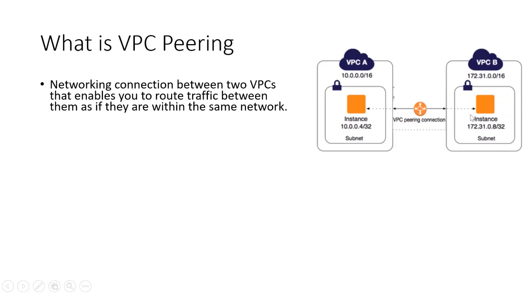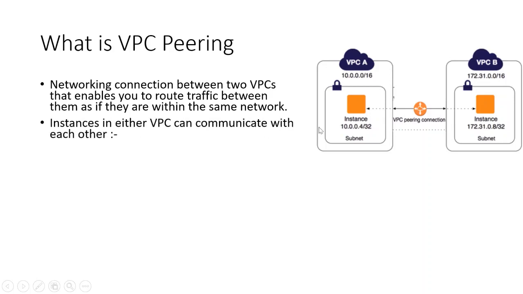Like if we have two VPCs here, and you can see that I have two different instances in these two different VPCs. Once the peering is done, these two instances can talk to each other as if they are part of the local network. So that's what you can achieve with VPC peering.